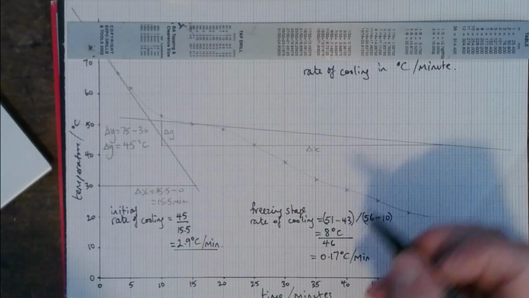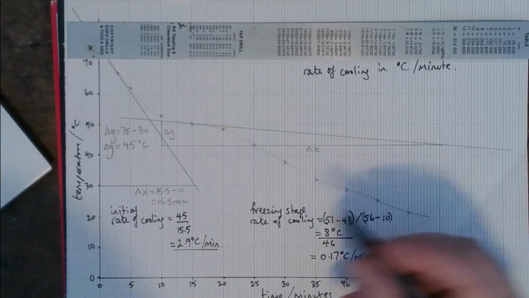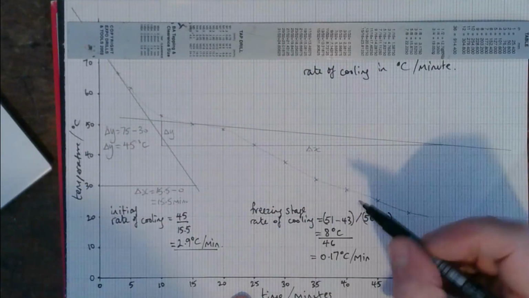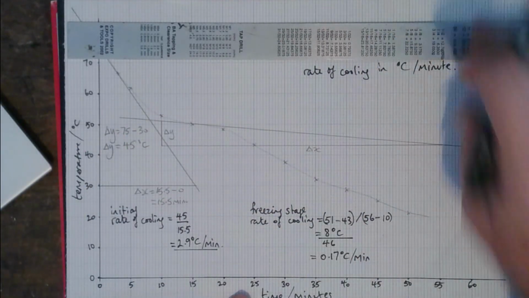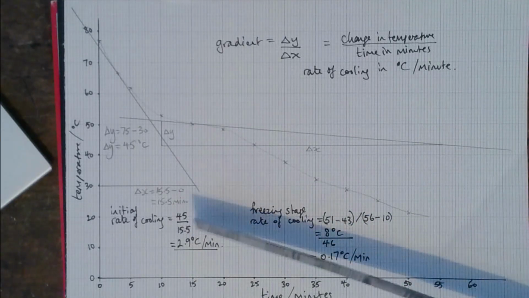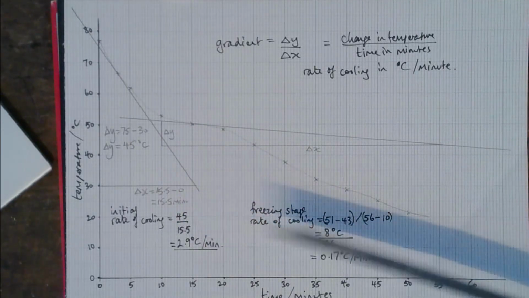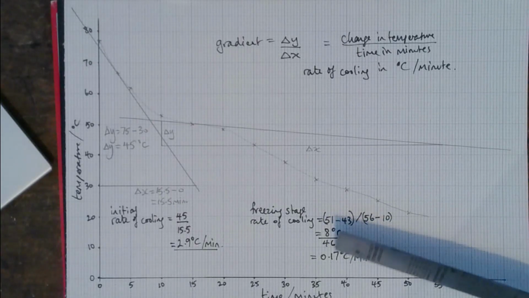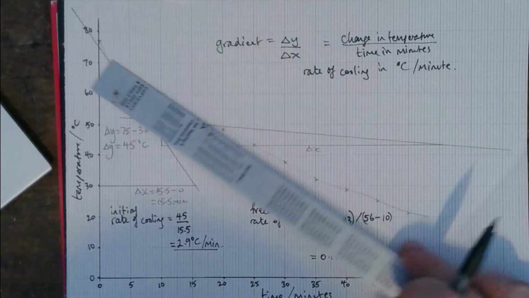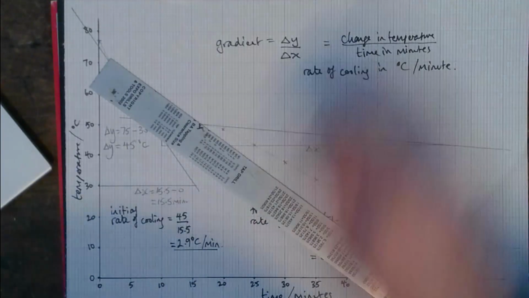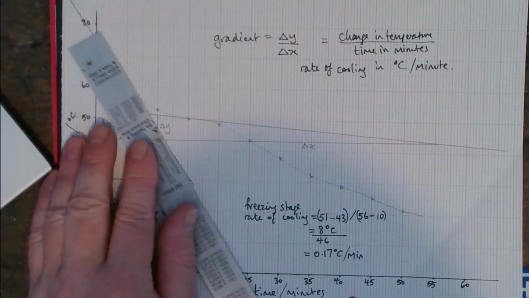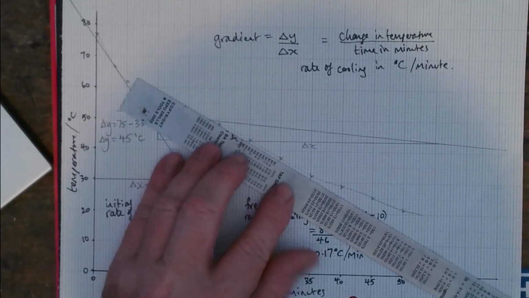So at the freezing stage, my rate of cooling is only 0.17, which is a lot less than it was before. Nearly 3 degrees Celsius per minute, now I've got less than 0.2 degrees Celsius per minute. Now the final gradient, it's not as steep as it was before, but it's certainly steeper than the freezing stage.